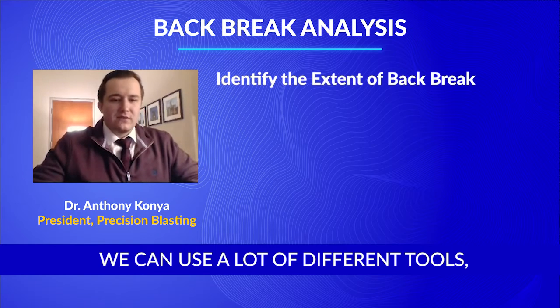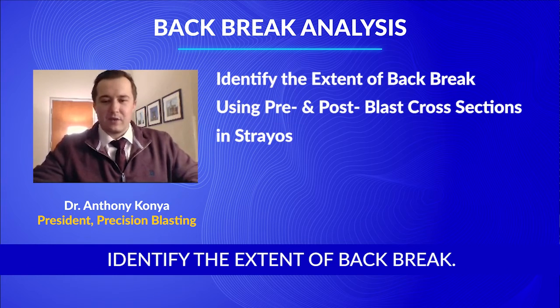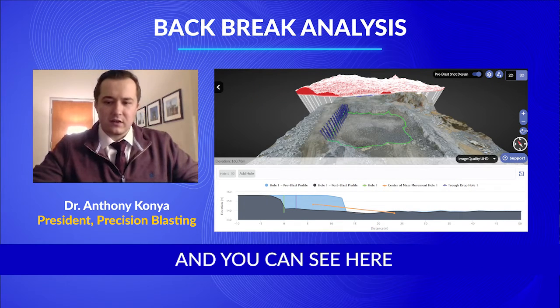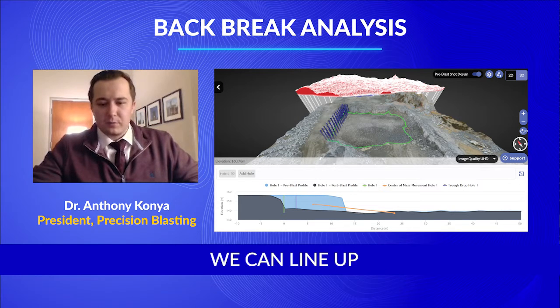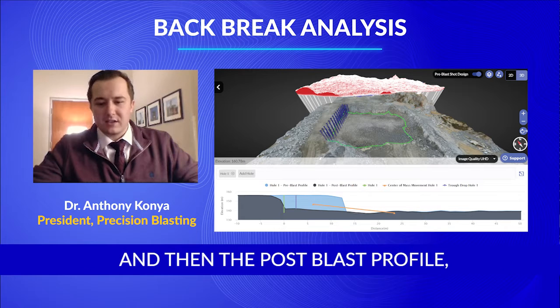We can use a lot of different tools, such as pre and post blast cross sections to help identify the extent of backbreak. And this is just an example from a Stratos project. And you can see here, we can look at where the holes are. We can line up the cross sections of the actual original bench and then the post blast profile.